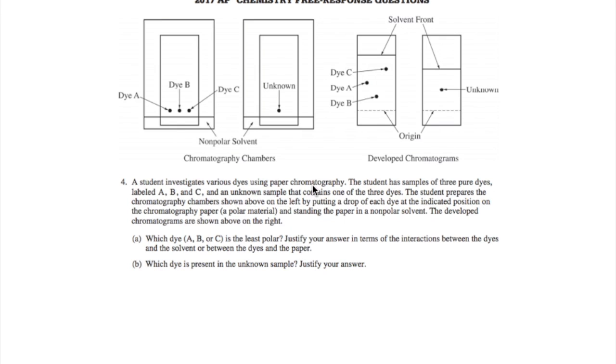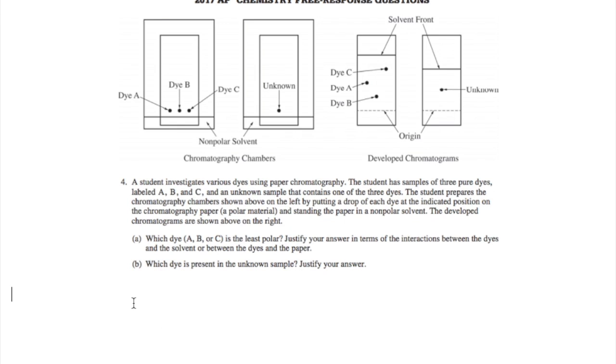that dye C has traveled the furthest, and so that indicates to us that dye C is not attracted to the polar paper as much as the others are, which means it is least polar. And again, our explanation for that is because it travels the biggest distance compared to the other dyes from the origin.